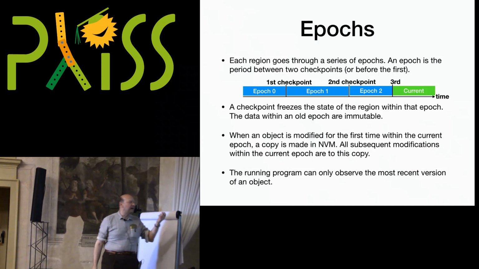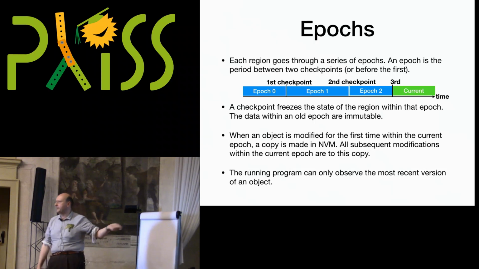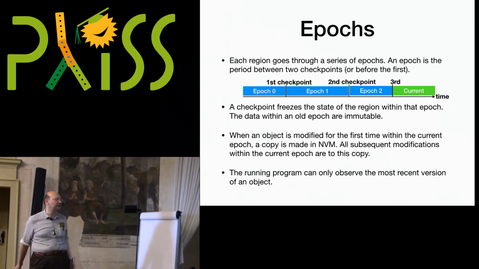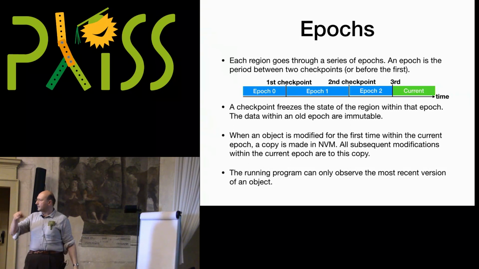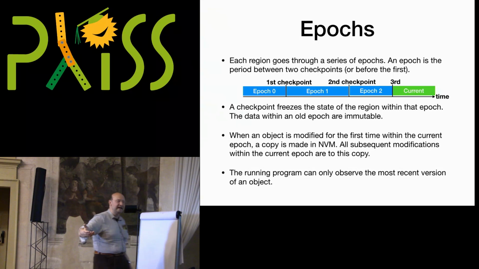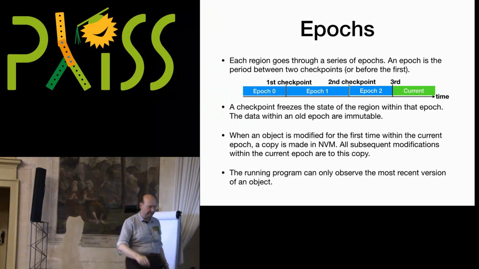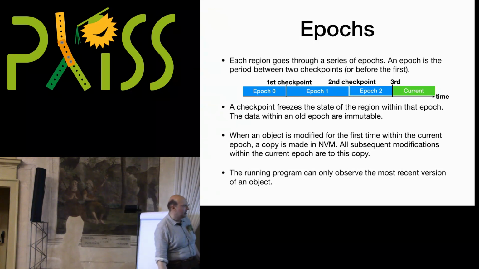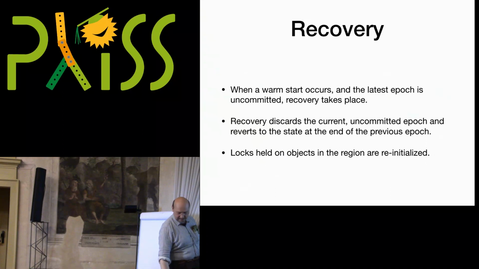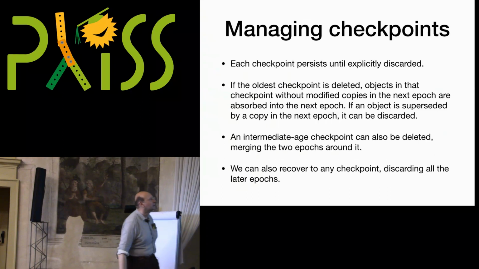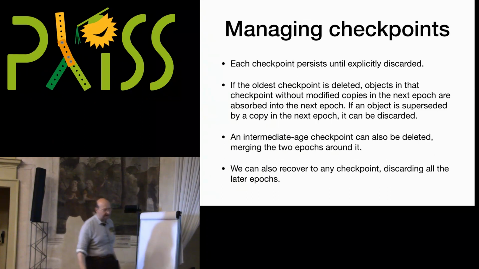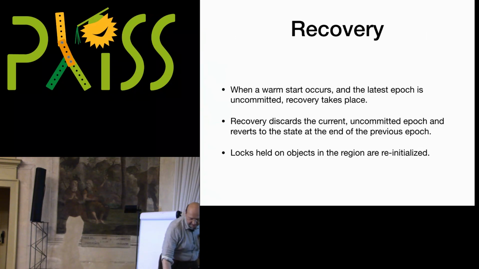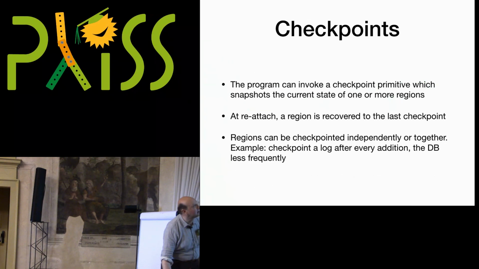So when you modify an object for the first time within a current epoch that you inherited from a previous one, you get a copy in non-volatile memory. You then have your copies, your modifications done there, but your old version is still around for recovery. So I'll show you that in a second. Going the wrong way there.